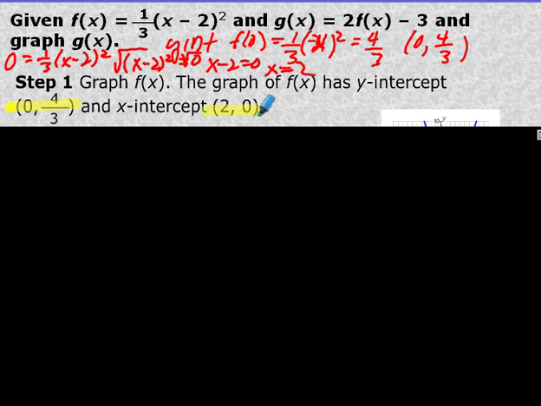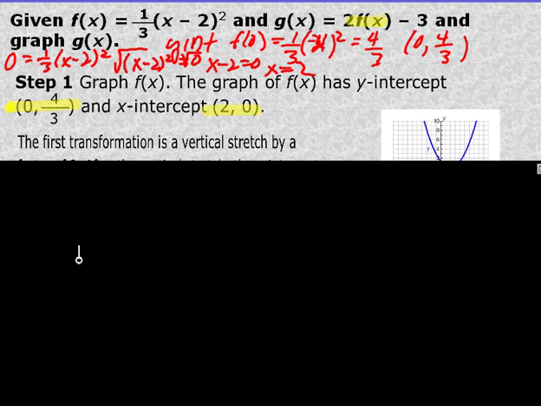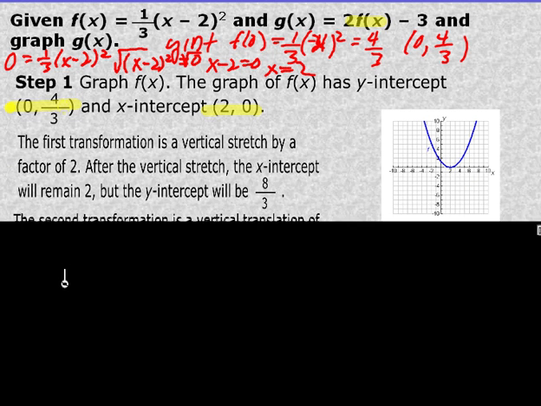So what do we have going on? Well, we have here a vertical stretch of 2. Vertical stretches don't change our x-intercept. We're going to multiply our y-intercept by 2. So that gives us a new y-intercept of 8/3.